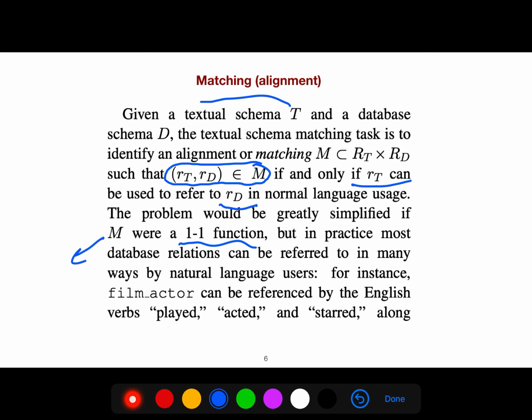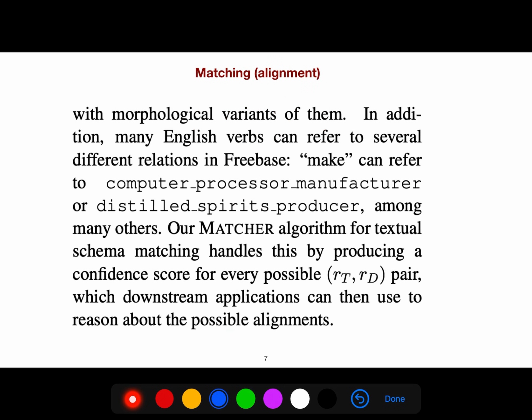So the problem would be greatly simplified if your matching M were a one-to-one function, but in practice, most database relations can be referred to in many ways by natural language. For example, when I say film actor, it can be referenced by the English verbs played, act, starred, with morphological variants of them. In addition, many English verbs can refer to several different relations in Freebase. For example, made can be either computer processor manufacturer or distilled spirits producer or many other things.